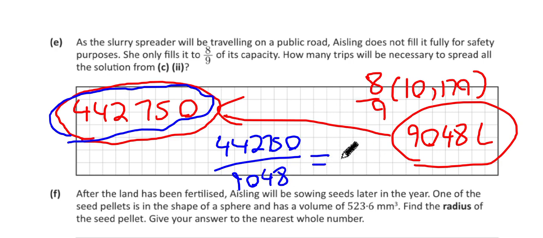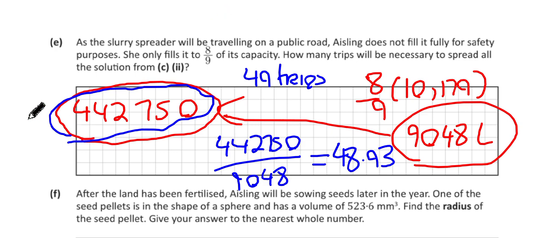Forty-eight point what? 48.93. That doesn't, 48 trips doesn't get it done. You're going to need 49 trips, because you have to round upwards, no matter what. Because you need more than 48, and the next whole number is 49.